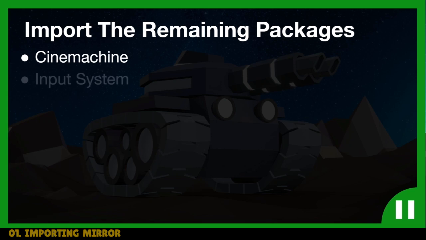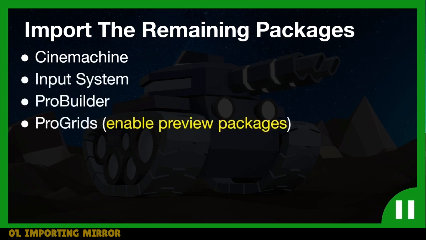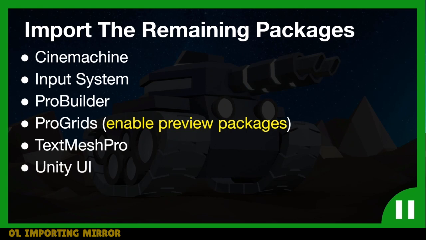Cinemachine to work with cameras. The input system, which we've already just done. ProBuilder and ProGrids work together for helping us build our level quickly, and obviously for ProGrids you need the preview packages, but I've already gone through that with you, just in case you forgot, there it is. TextMesh Pro should be already installed anyway. Unity UI should also be installed anyway, but they've made that a package now, so I put it on the list.